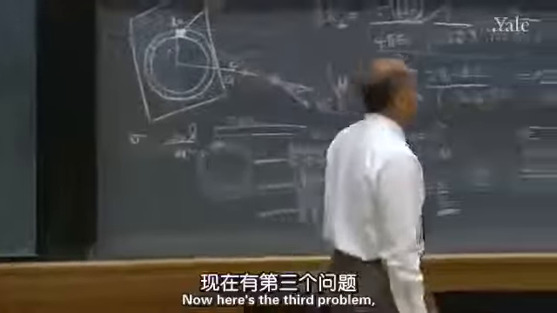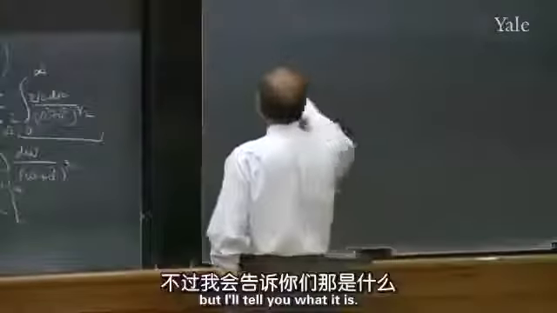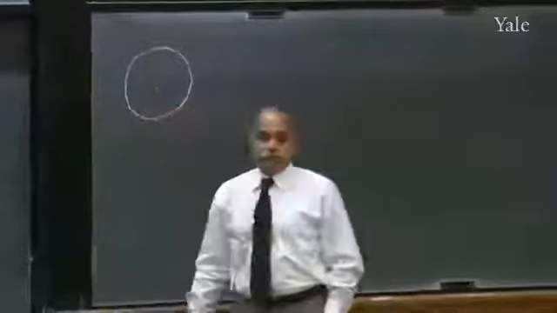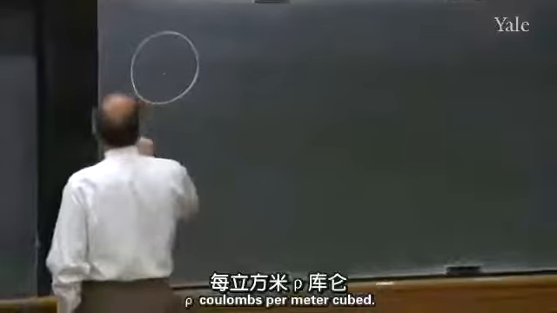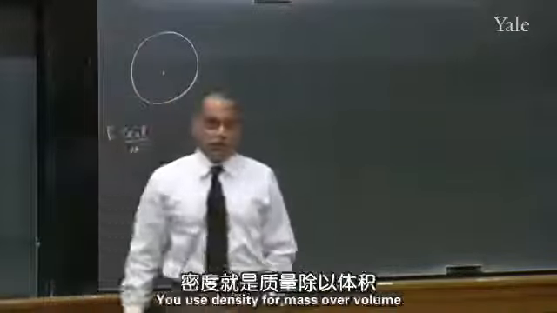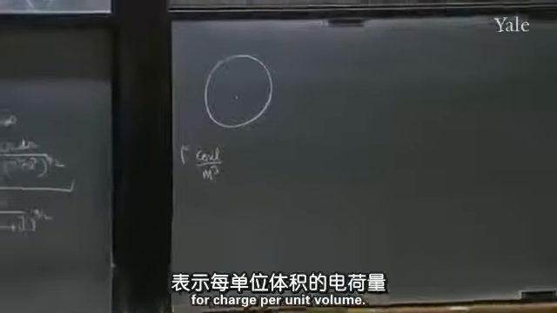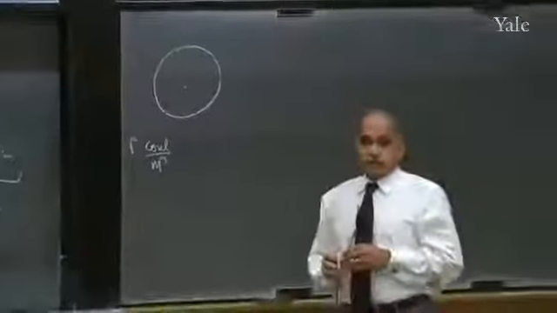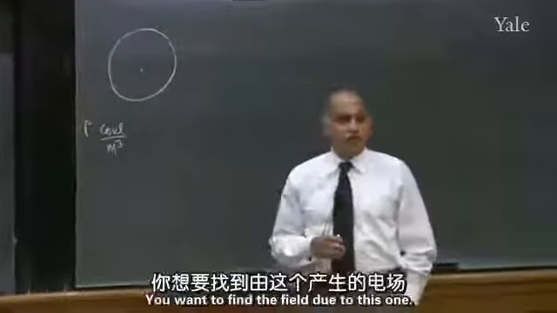All right, now here's the third problem. And the good news is I'm not going to solve it for you, but I'll tell you what it is. Here's a solid ball of charge. It's got some charge density, rho coulombs per meter cubed. So rho is a standard name. You know you use density for mass over volume, and you use the same symbol rho for charge per unit volume. So somebody has assembled a blob of electrical charge, and 1 cubic meter of that has rho coulombs. You want to find the field due to this one.